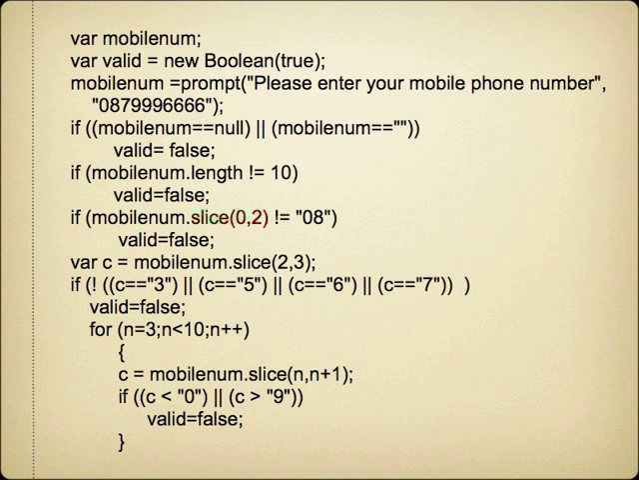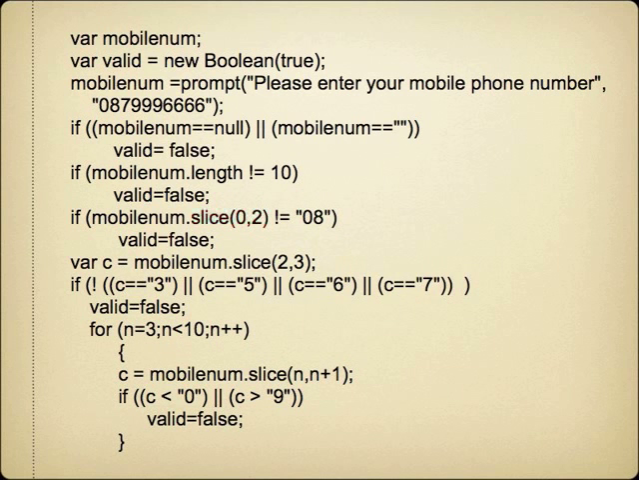So slice can be a bit confusing. This is not saying start at 0 and give a string 2 characters long. It's tempting to think that given the context, but that's not what's going on. 0 and 2 are the start and end points of the slice. So if this slice is not equal to 08, well then the number is dodgy, and so we set valid equal to false.